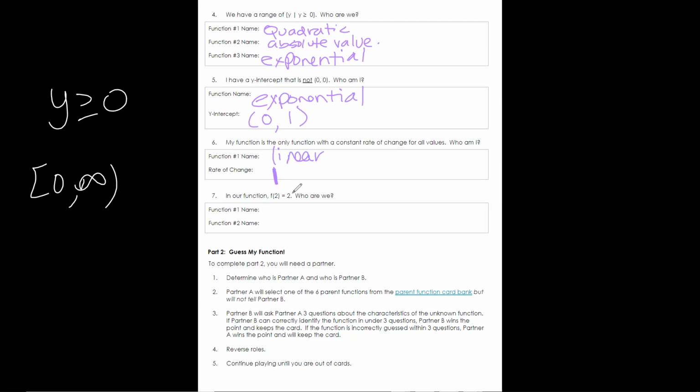In our function f of 2 equals 2, if we have this equation and we plug 2 in here, are we going to get 2? If we have y equals x and we plug in 2 for x, are we going to get y equals 2? Yes. So linear, that would work. What other function would that work for? Not quadratic. Absolute value.